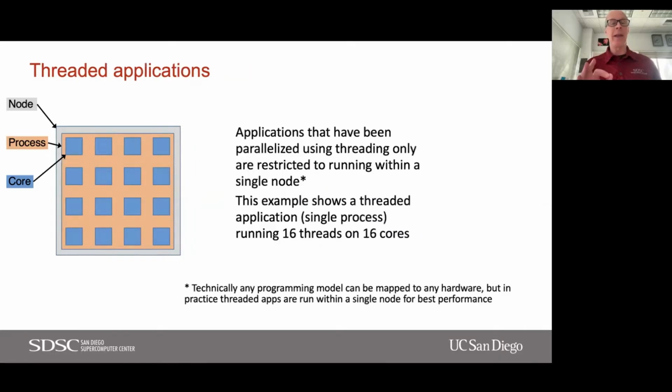Now, if we have a threaded application, here we're just going to have a single process, and within that process, we're going to have multiple threads. So here we're showing an example of a threaded application, a single process running 16 threads across 16 cores. I said here that applications that are parallelized using threading only are restricted to running within a single node. For those of you who are sticklers for parallel computing, technically any programming model can be mapped to any hardware, but in practice, if you try to run an application with multiple threads across multiple nodes, you're going to get terrible performance.